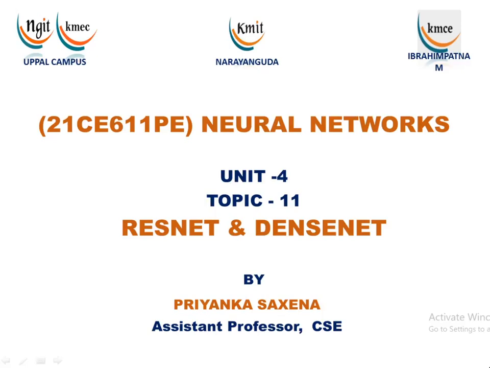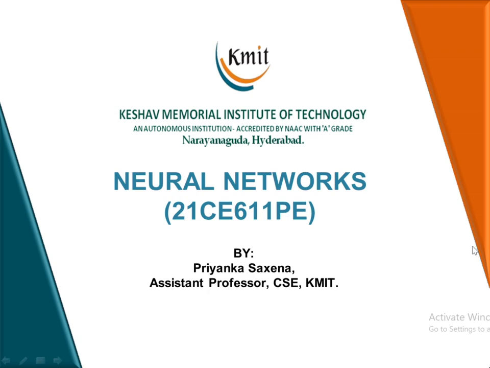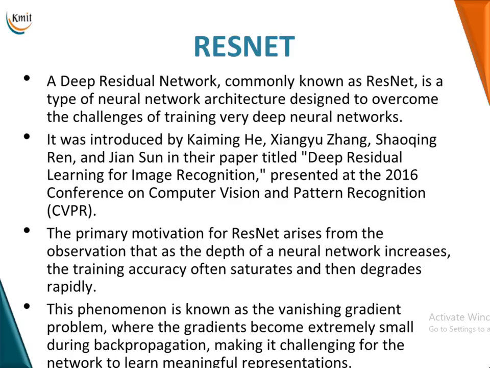The last category of types of CNN is ResNet and DenseNet. So let's see what they are. You're seeing already different types of CNN architectures. The next architecture that we are going to see is ResNet, which is also known as a deep residual network.